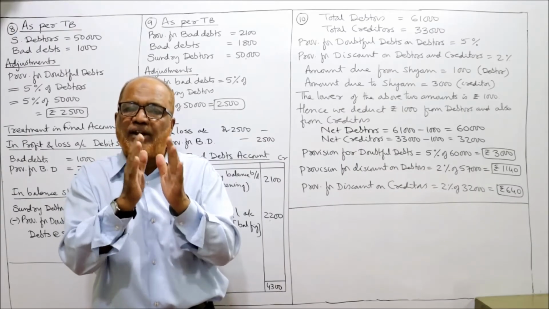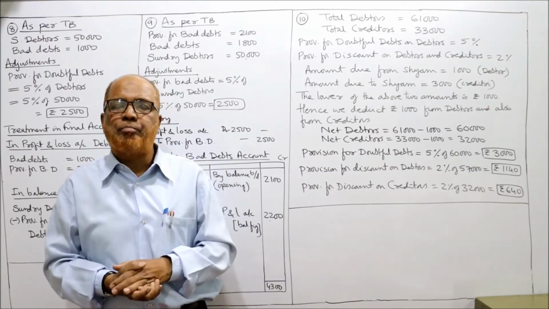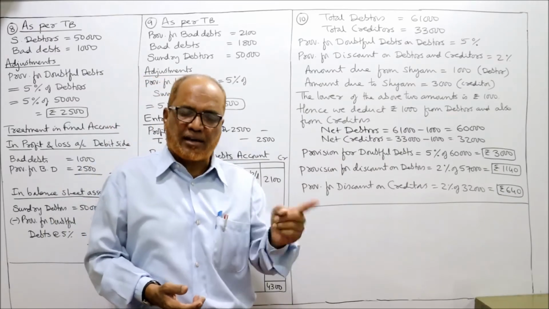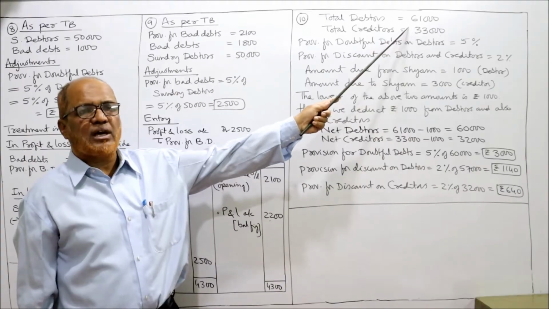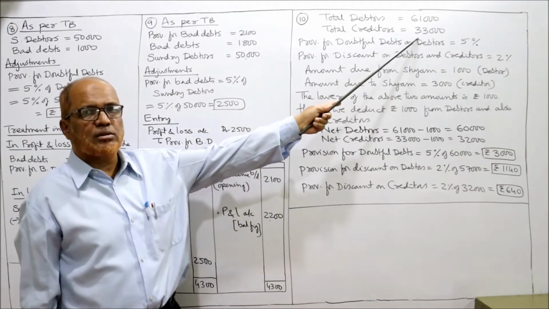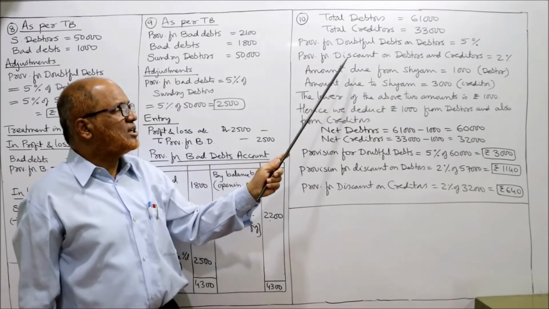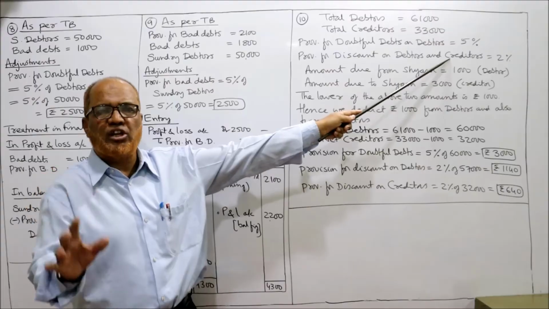After deducting 1,000 from debtors and creditors, then we calculate provision for doubtful debts and provision for discount on debtors and creditors. Now see the solution carefully. Total debtors 61,000, total creditors 33,000. Provision for doubtful debts on debtors 5%. Provision for discount on debtors and creditors 2%. This is the information given in the problem.